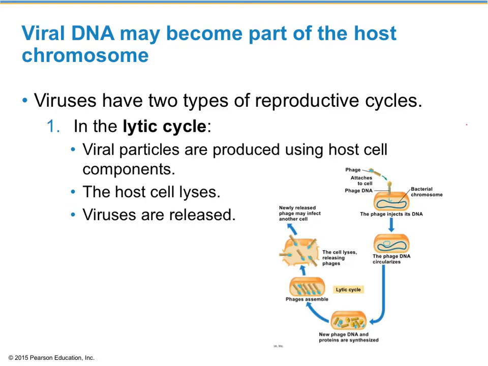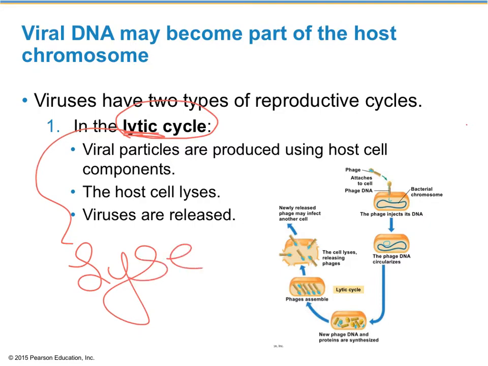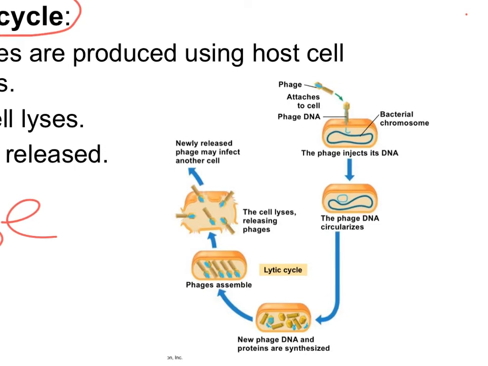The first one that we're going to talk about is the lytic cycle. And that word lytic is referencing the fact that the virus will lyse a cell. And remember, lyse means to explode or pop open. So here's what happens. In this example, we're actually looking at a bacteria cell and a phage. And a phage is just a virus that infects a bacteria cell.